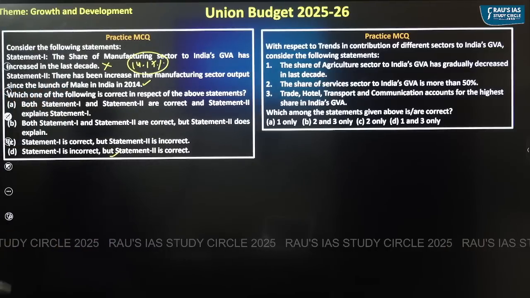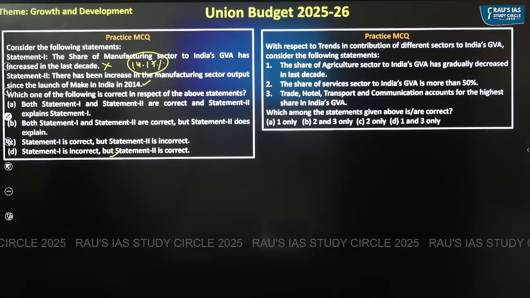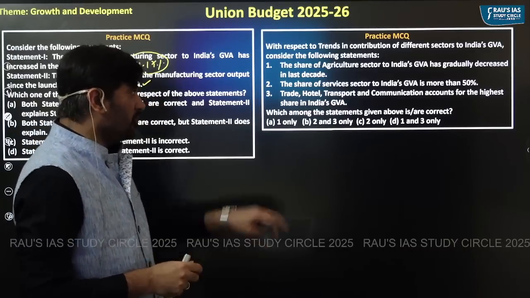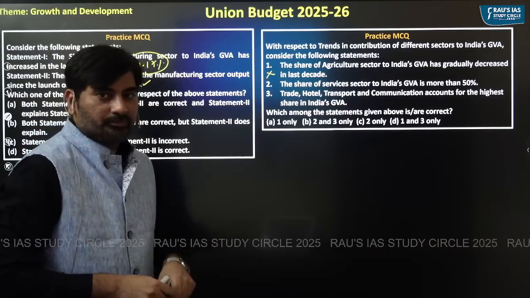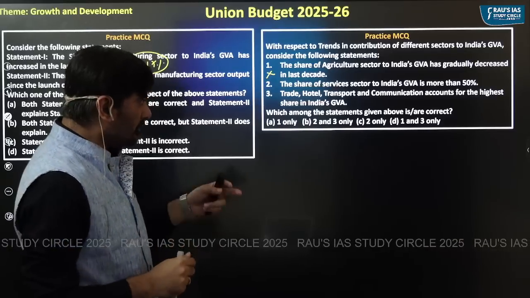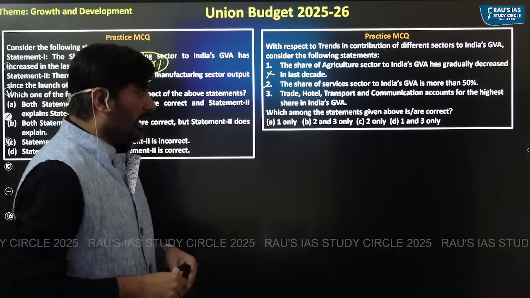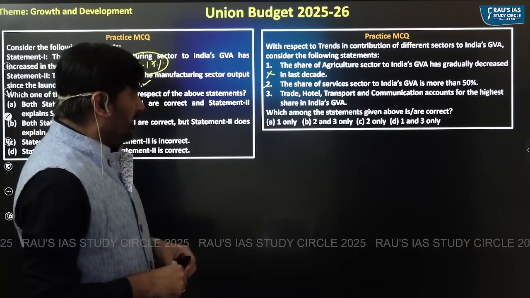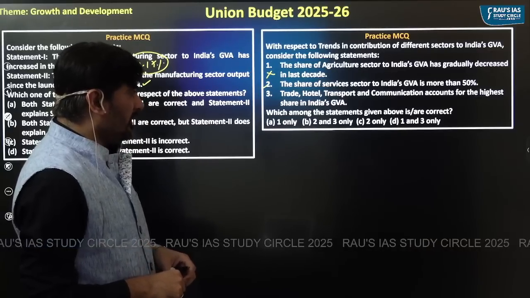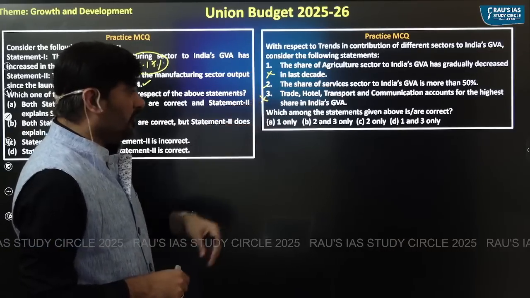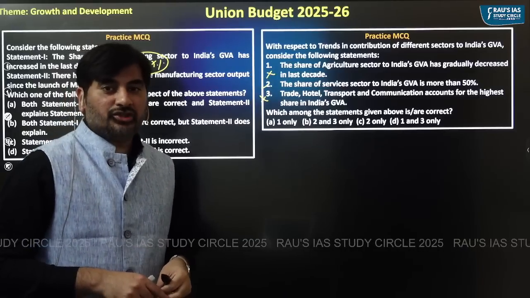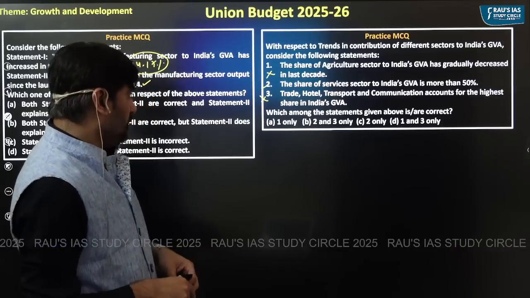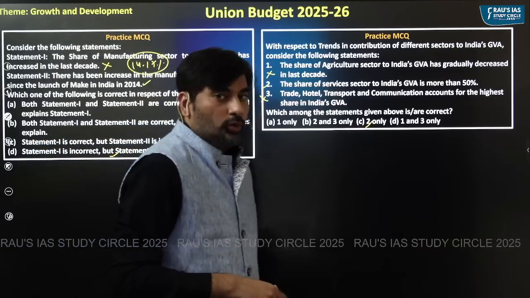With respect to trends in the contribution of different sectors, consider the following statements. The share of agriculture sector to India's GVA has gradually reduced in the last decade. It has remained stagnant. The share of services sector has increased to more than 50%. Correct. Trade, hotel, transport and communication accounts for the highest share. No, it is actually, like I said, the financial sector. The financial sector accounts for the highest share. So the right answer in this case is 2 only.